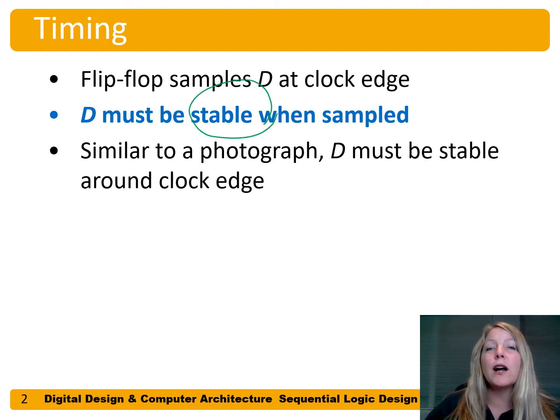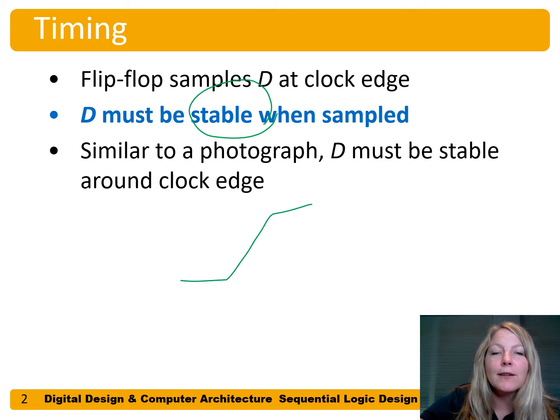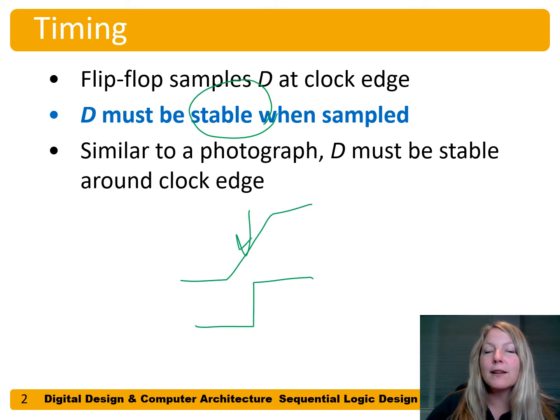Similar to a photograph, if D is moving when we're sampling it, then we may not get a 1 or a 0, but we get some intermediate value, right? If the clock transitions here, that's a problem. It's like when someone is moving during your picture, and you just get a blur. You're not sure were they here or there. You didn't care exactly where they were, 1 inch over or where they actually were, but you'd like it to be stable, to stay in that position.